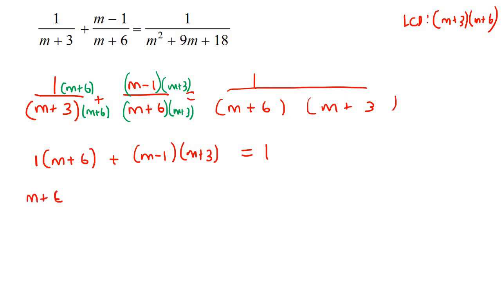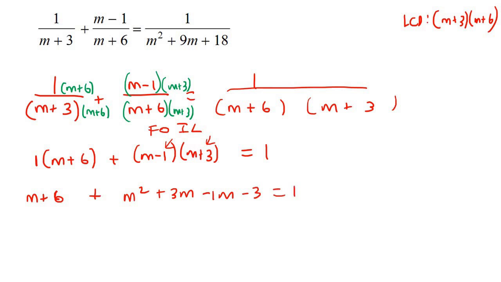So m plus 6. Now here I'm going to use FOIL. So FOIL stands for first times first, so first times first, which is m squared. O stands for the outer, so the outer ones, or the ones on the outside, so that's going to be 3m. I stands for inner, so the inner ones would be that one and that one. They are on the inside. And then L stands for last times last, which would be -3. And that's all equal to 1.